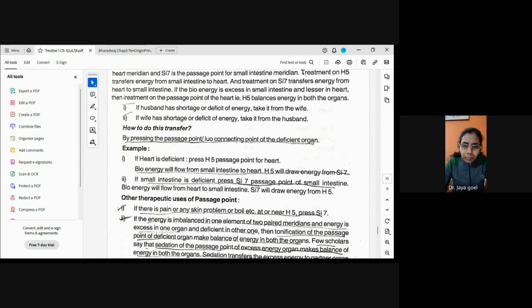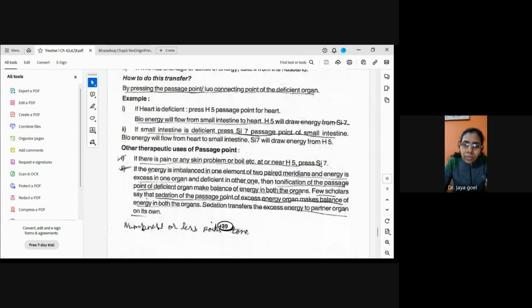Like I told you, H5 is the passage point of the heart, and SI7 is the passage point of the small intestine. If the energy level of the heart is low, it will take energy from SI7, and vice versa, if the energy level of the small intestine is deficient, then it will take bioenergy from the heart. By applying the treatment on SI7, it will take energy from the heart, and by applying the treatment on H5, it will take energy from SI7.